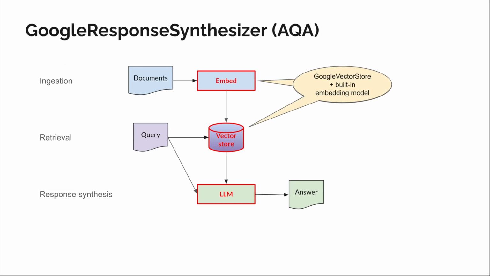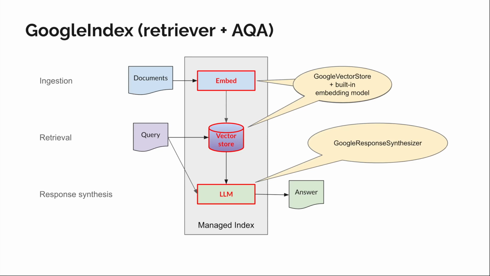Next, we also have the response synthesis phase, which we call the AQA model, which is the response synthesis with the LLM to arrive at a grounded answer. We'll go into this in a bit more detail later. But for users who are looking for a simple RAG use case, we packaged both the Google Vector Store and Google Response Synthesizer into a single managed index called Google Index. We encourage users who are just looking for a really simple out-of-the-box solution to look into the Google Index as a single object they can use to perform the simple RAG pattern.